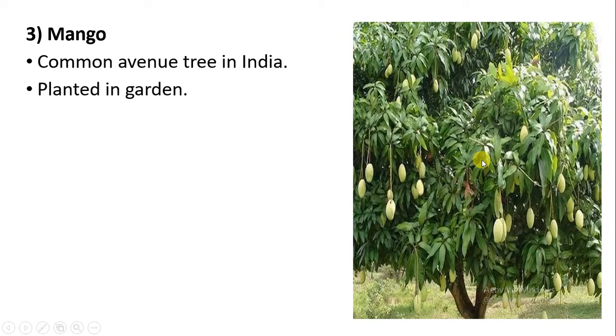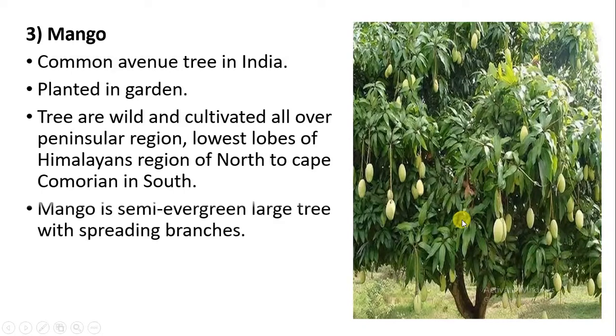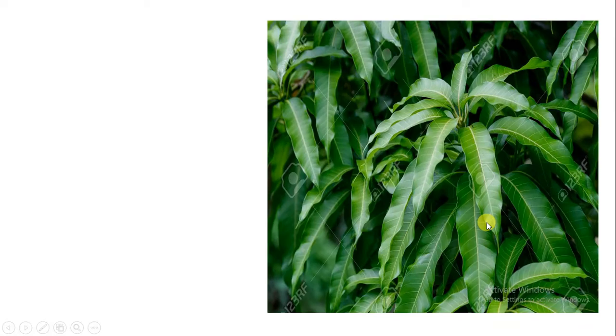The next plant which we are going to study is the mango tree. It is also a common avenue tree in India, and it is planted in gardens. This tree is wild and cultivated all over the peninsular region, from the lower slopes of the Himalaya region to Cape Comorin in the south. Mango is semi-evergreen, large, with spreading branches, 6 to 15 meters in height. In dense jungle it often attains gigantic size, over 30 meters.